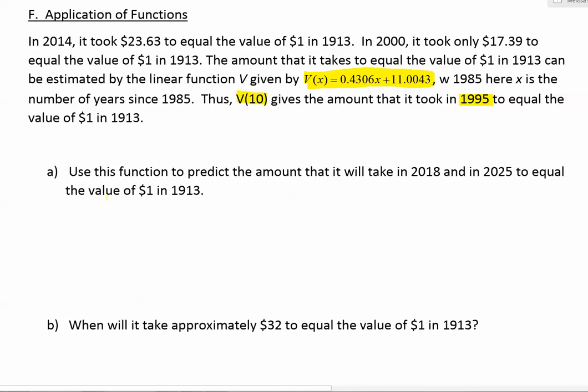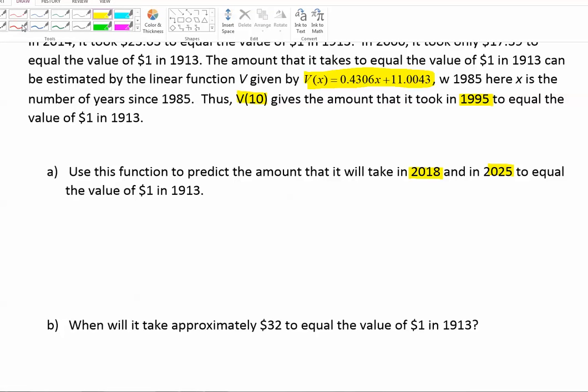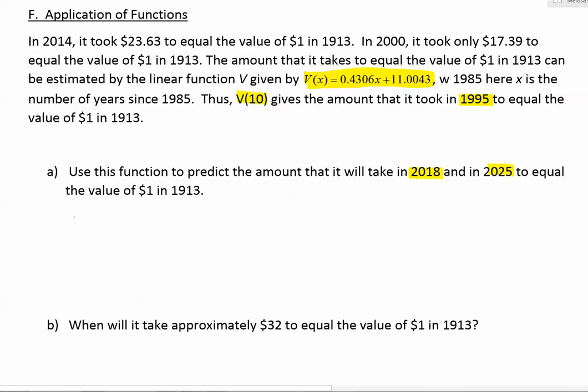So use this function to predict the amount that it will take in 2018 and in 2025 to equal the value of $1 in 1913. So this is just a function that models inflation for us. The first step, let's look at 2018, is to figure out how many years after 1985 2018 is. So 2018 minus 1985 gives us 33 years. So that's our x. So in our function, we're calculating v of 33.